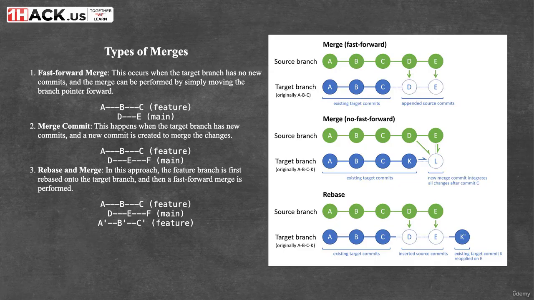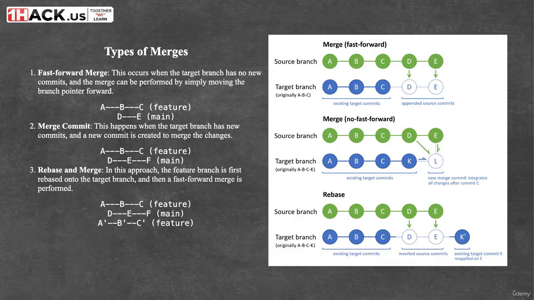The second type is the merge commit. This happens when the target branch has new commits, and a new commit is created to merge the changes. This creates a nonlinear commit history, but it preserves the individual commit histories of both branches.